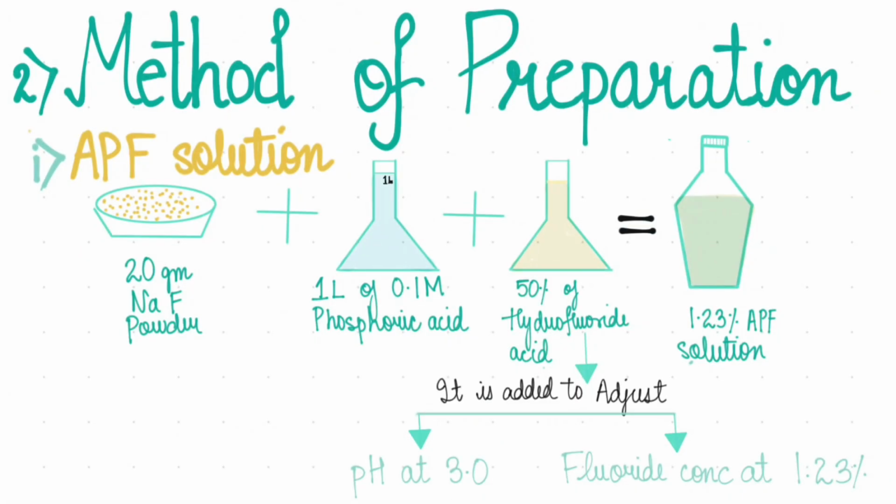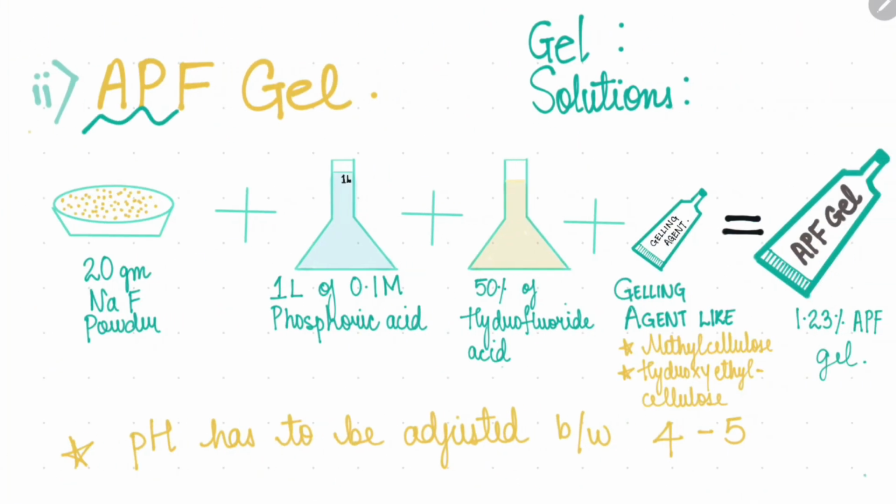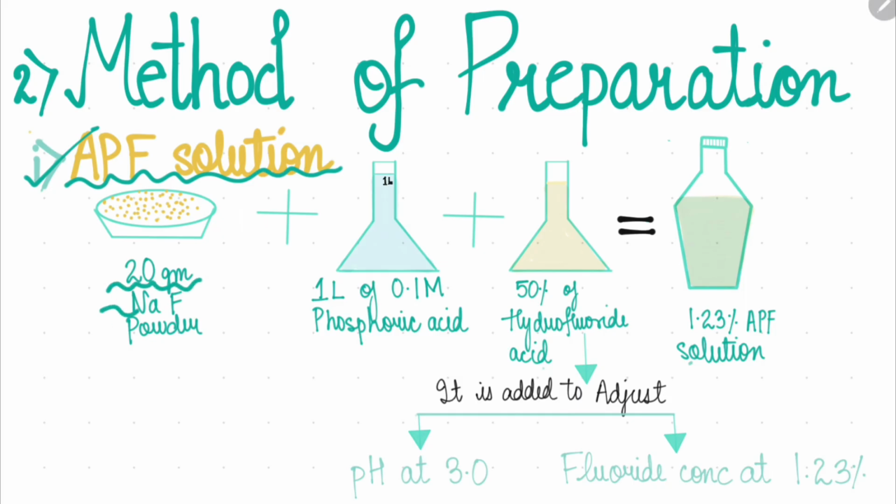Moving forward, we'll see the method of preparation of APF solution and APF gel. We'll first see the method of preparation of APF solution. Then we'll see the method of preparation of APF gel. So let's begin with the preparation of APF solution first. For preparation of APF solution, we need 20 gram of sodium fluoride powder. We add this 20 gram of sodium fluoride powder into 1 liter of 0.1 molar phosphoric acid.